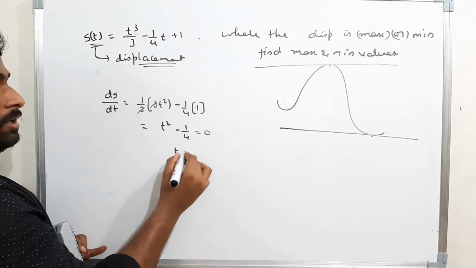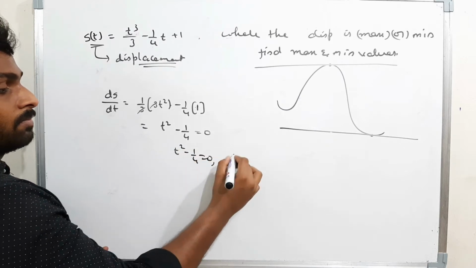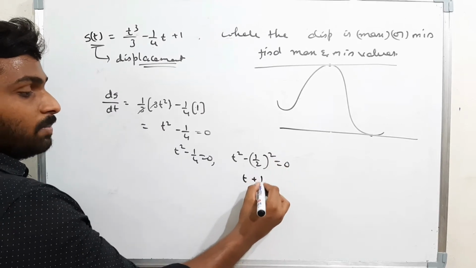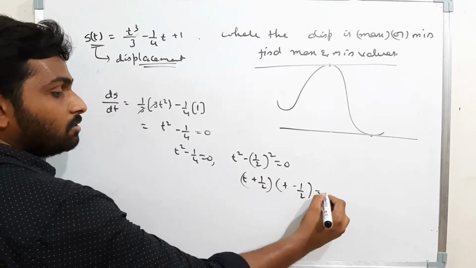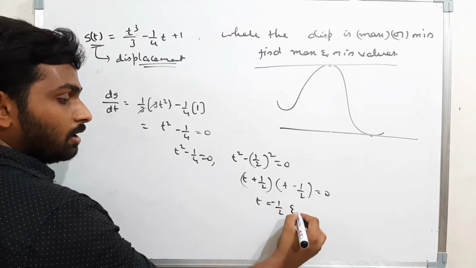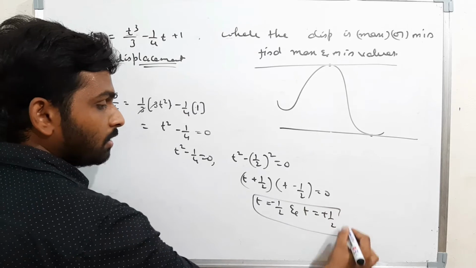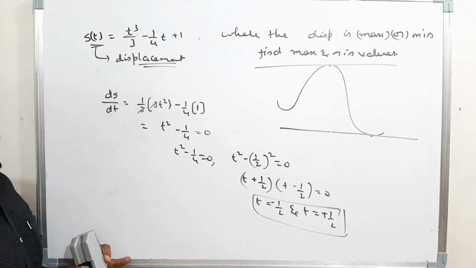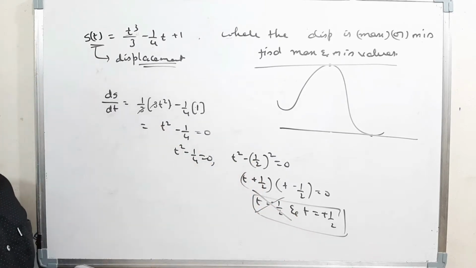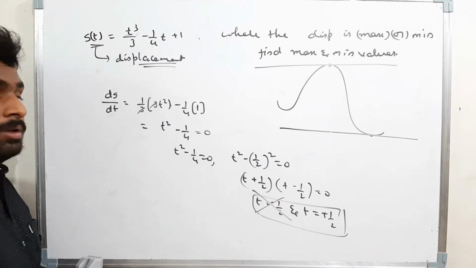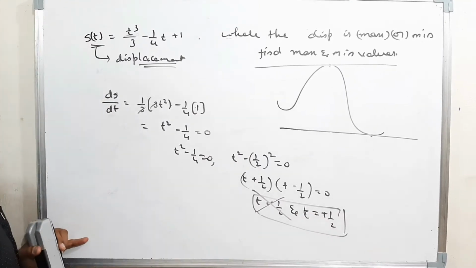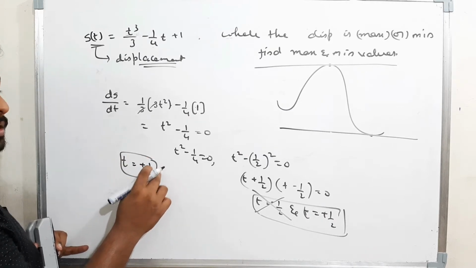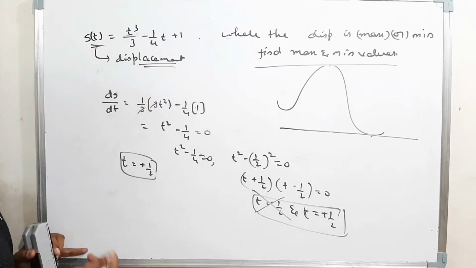Then what is the value of t? t squared minus 1 by 4 equals 0, so t squared minus 1 by 2 whole squared equals 0. Therefore, t plus 1 by 2 into t minus 1 by 2 equals 0, so t is equal to minus 1 by 2 and t is equal to plus 1 by 2. These are the times at which S of t is either minimum or maximum, and time can't be negative. Therefore, we have to take t equal to plus 1 by 2. Now I have to find whether at this time S of t is maximum or minimum.